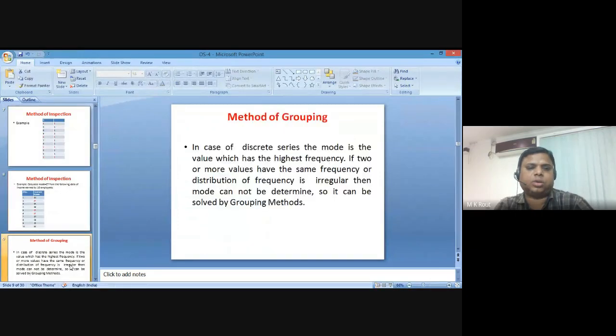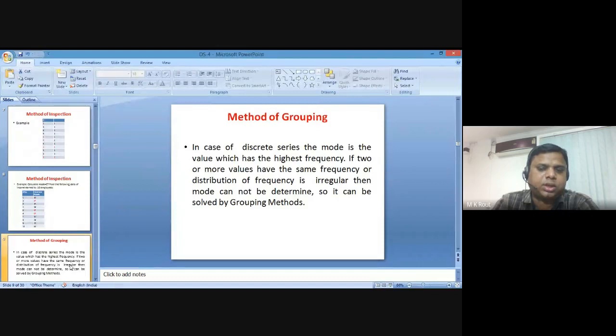The next method is known as the grouping method or method of grouping. In case of a discrete series, the mode is the value which has the highest frequency. If 2 or more values have the same frequency, or the distribution of frequencies is irregular, then the mode can be calculated using the grouping method.